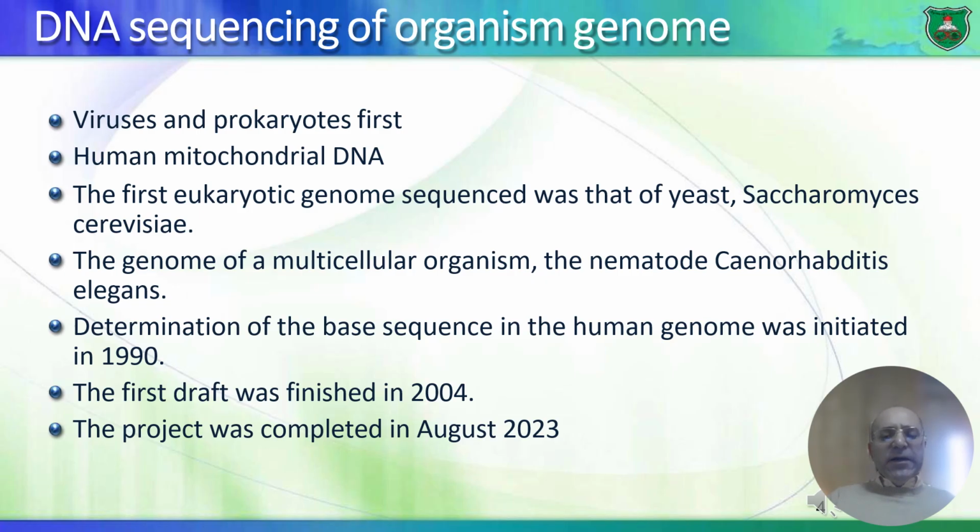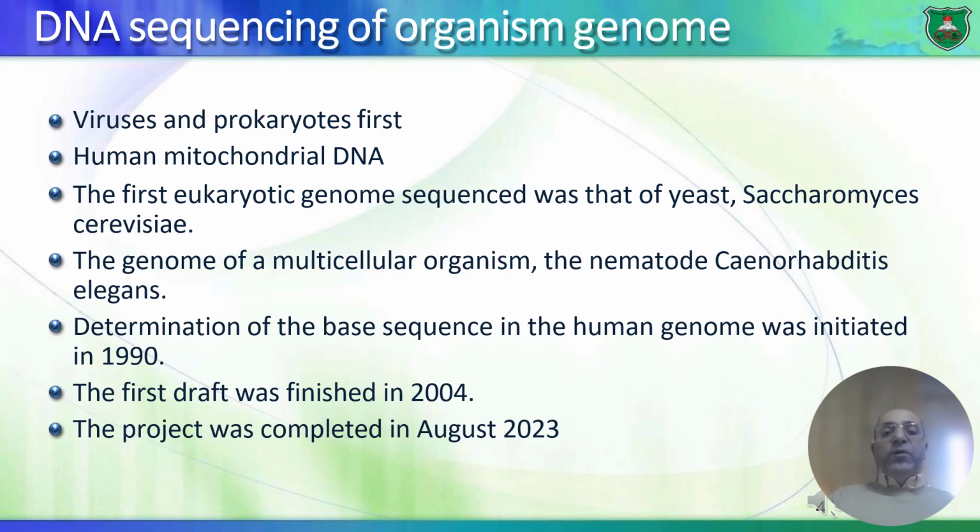And like I said before, it was estimated that it would cost something like $3 billion to sequence the 3 billion nucleotides in the human genome, and that it would take 15 years. It was done in 2004. The first draft was actually published in 2004, when 90% of the human genome was done, but it was completed just last year in August 2023.